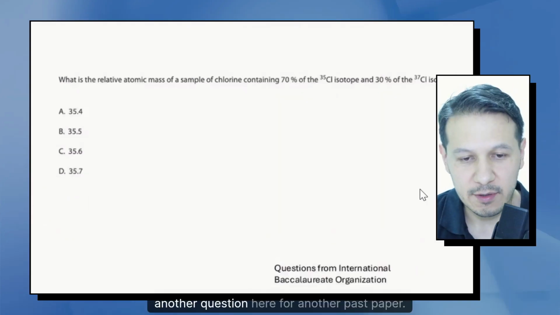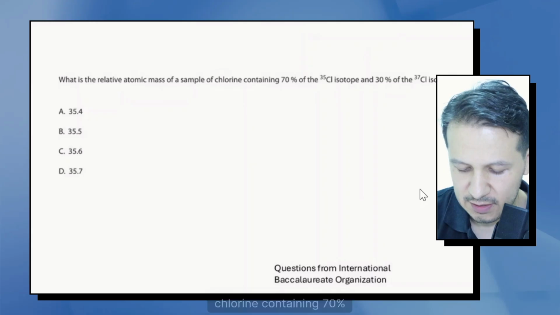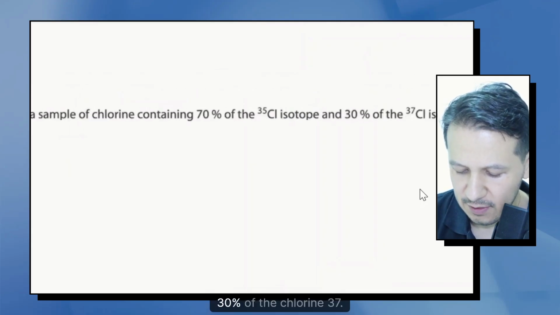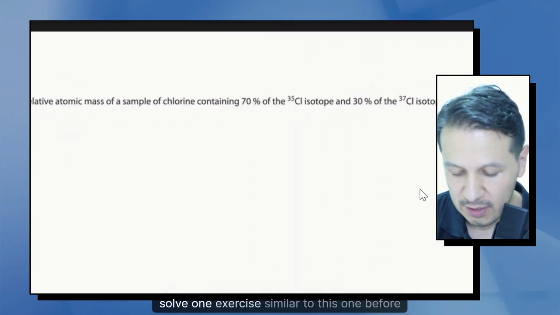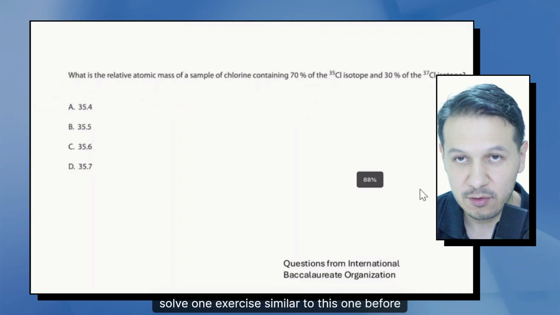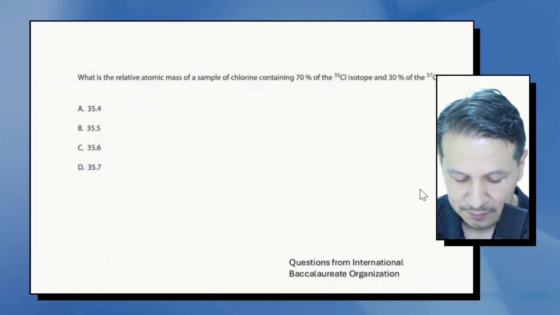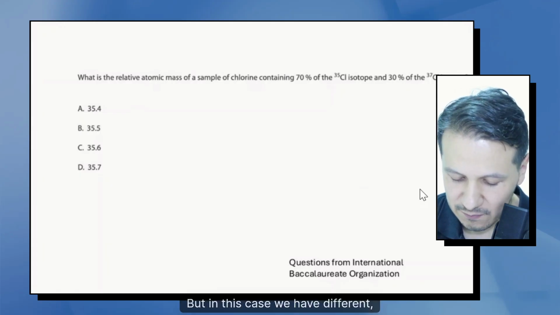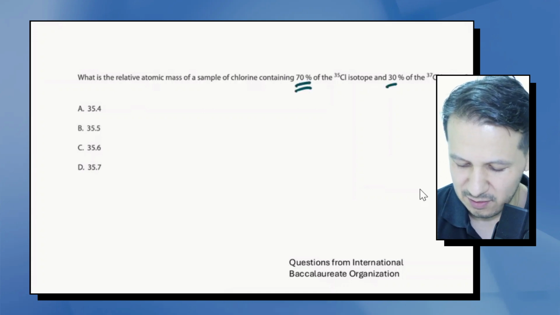Okay, another question here from another past paper. What is the relative atomic mass of a sample of chlorine containing 70% of chlorine 35 and 30% of chlorine 37? Remember that we solved one exercise similar to this one before, when I was explaining the formula of determining the relative atomic mass. But in this case, we have different unknown decimal percentages here, 70 and 30.